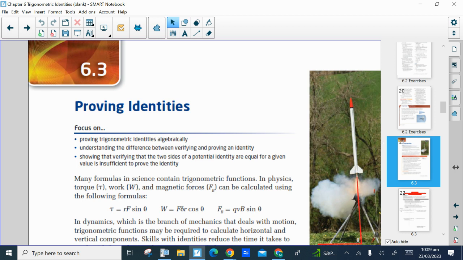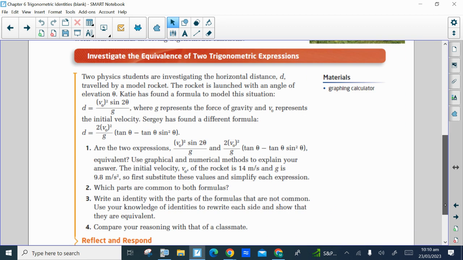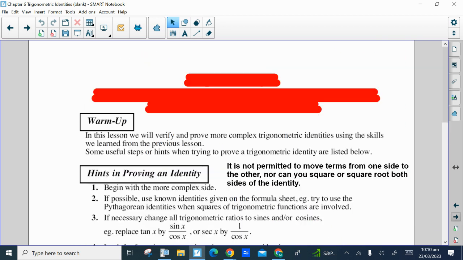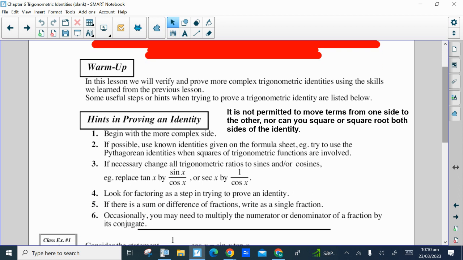And then we'll show that verifying that the two sides of a potential identity are equal for a given value is insufficient for proving an identity. So we will verify and prove more complex trig identities using the skills we've learned from previous lessons. Some useful hints when trying to prove an identity are listed below.